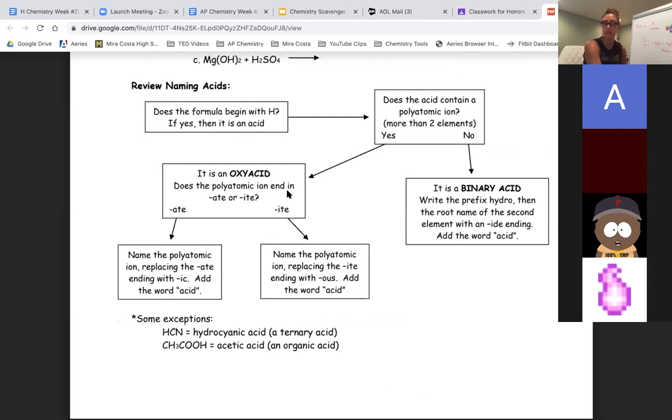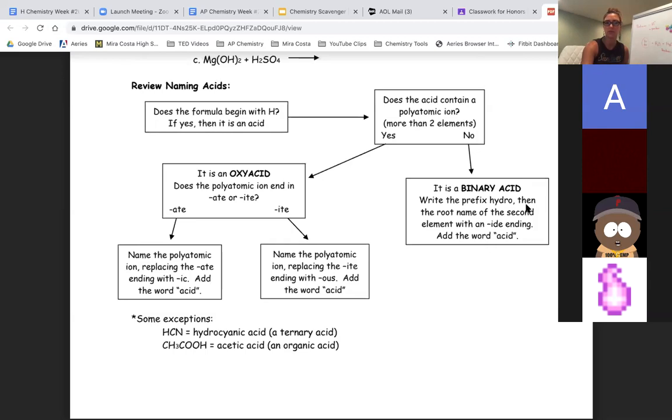Okay, reviewing our naming. So we've already done nomenclature. We did it a while ago, but I just want to refresh your memory on naming acids. So remember that if the formula begins with hydrogen, it's an acid most of the time. If the acid contains no polyatomic ion, then it's what we call a binary acid, where it's just hydrogen and one other element. And you use the prefix hydro, and then the root name of the second element, and then ic acid, okay?